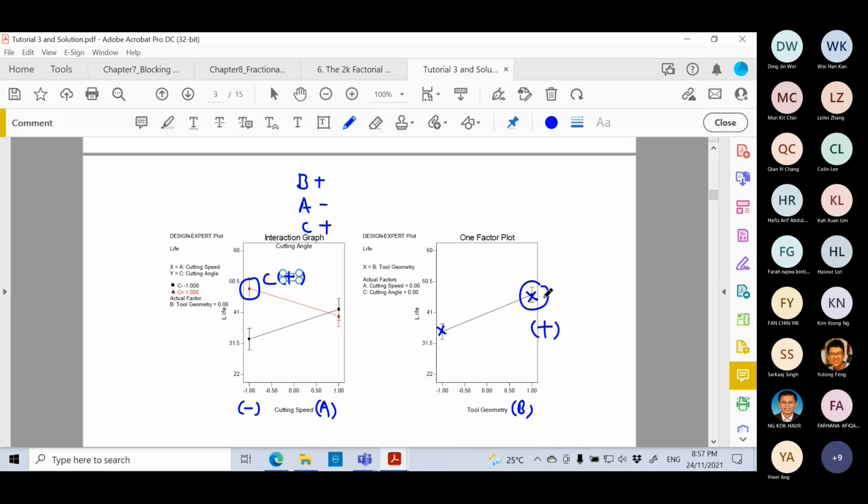If you want to have a low life, then B should be chosen at the negative, then A should be chosen at the lowest, and C is the black color one, negative also. So A is negative, B is negative, C also negative. So it depends on your objective of your study, whether you want the highest or lowest. So this one is where you discuss the plot. Actually the explanation for this one was similar to the factorial design, because 2 to the power of k is still the same thing as a factorial design.